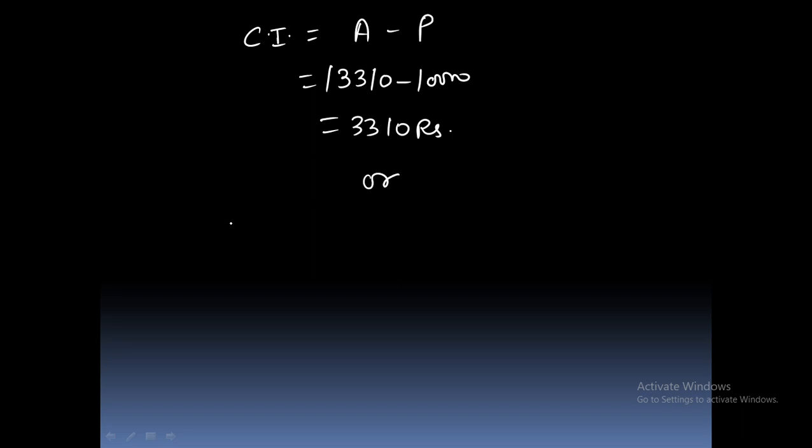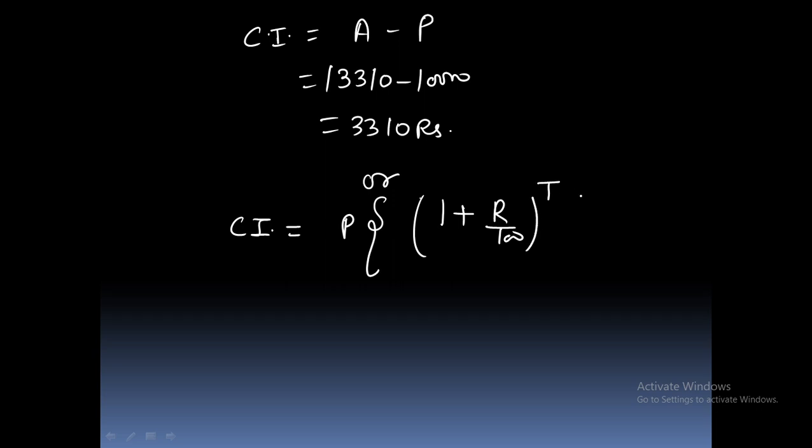Or you can use this formula also for calculating compound interest, that is P{(1 + r/100)^t - 1}, in curly braces, start round brackets, plus r over 100 power t, then minus 1, and close the curly braces. You can use this formula for calculating compound interest, or you can calculate like this.